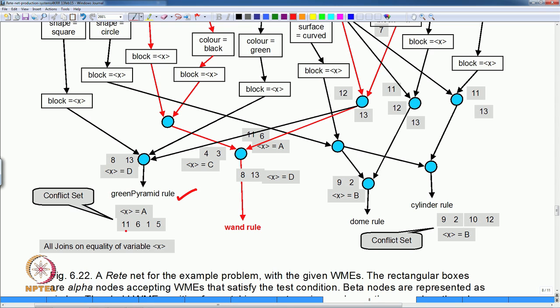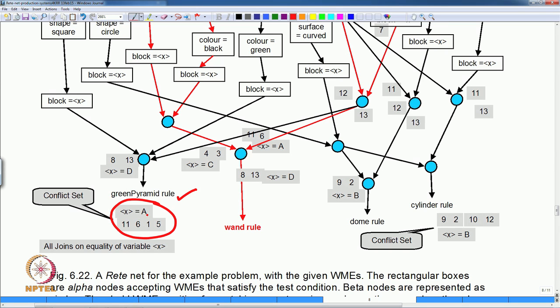If you were to look at the working memory elements 1, 5, 6 and 11, their name is a, they are talking about a block which is called a, and all the tests that the pyramid rule says, that the side is sloping and must be green, are satisfied. So, those 4 tokens arrived here, and now they have formed this token, and this rule has now gone into the conflict set essentially, which means that it is ready to fire.